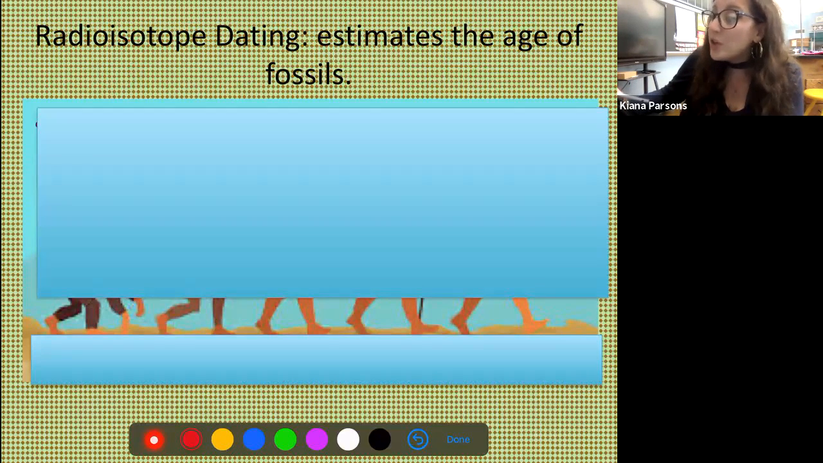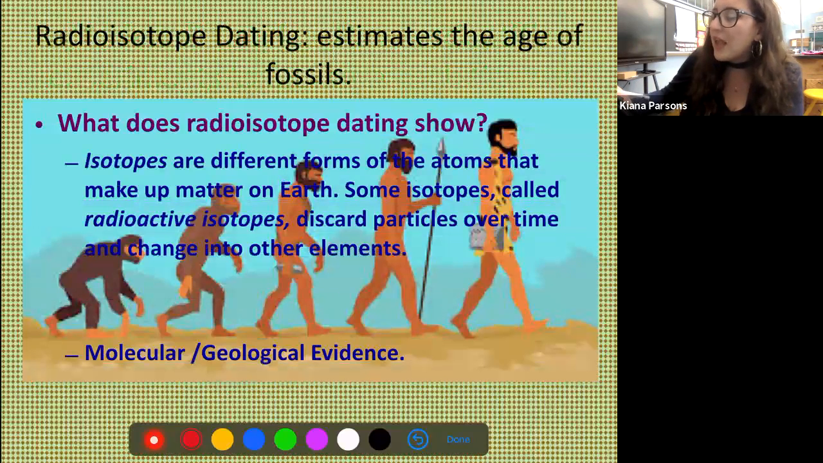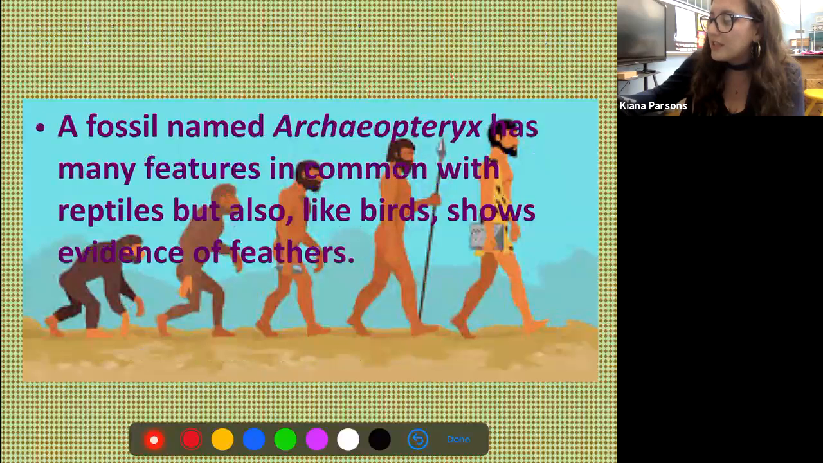And radioisotope dating, which estimates the age of fossils. Radioisotope dating, usually also called carbon dating, but other isotopes can be used. So isotopes are different forms of atoms that make up matter on Earth. Some isotopes, called radioactive isotopes, discard particles over time and change into other elements. And this is molecular or geological evidence.